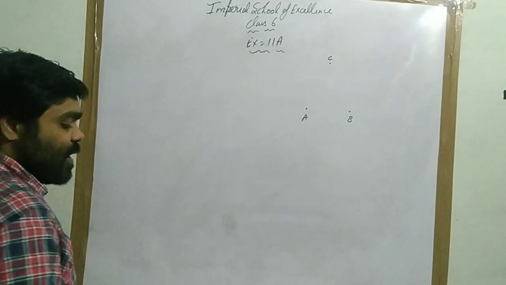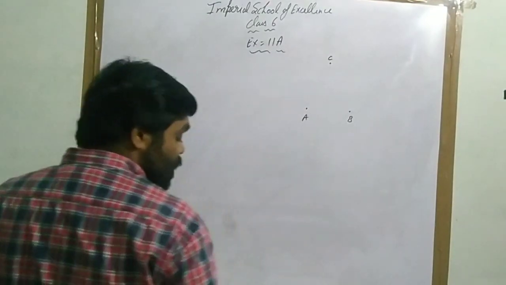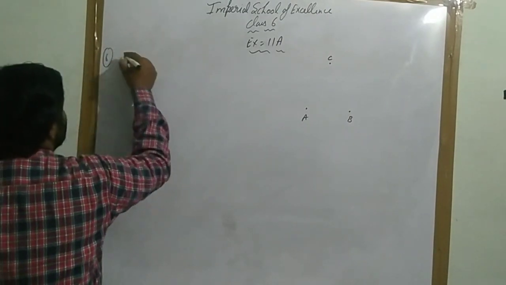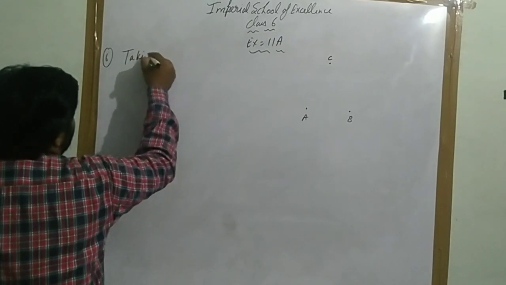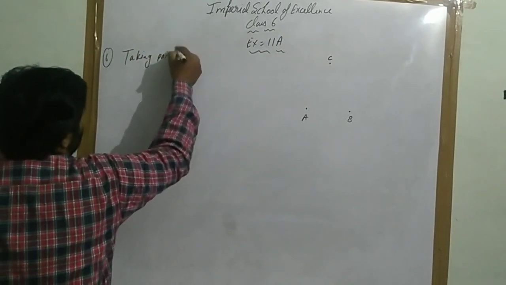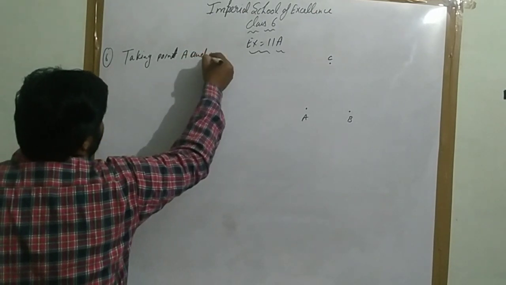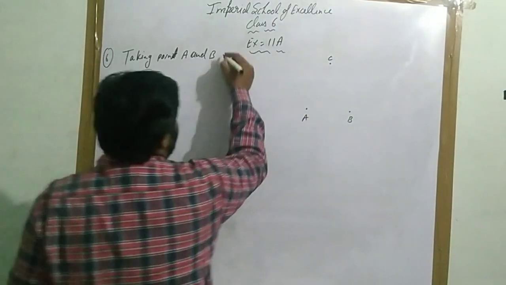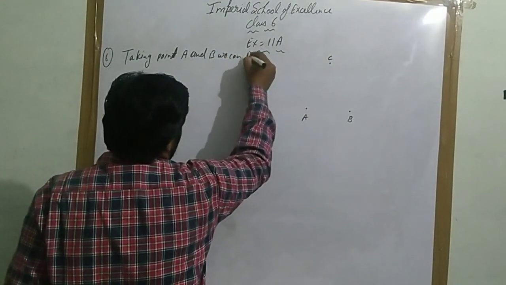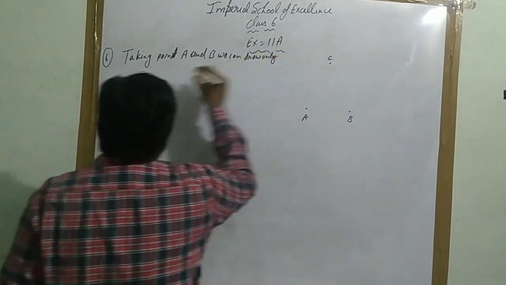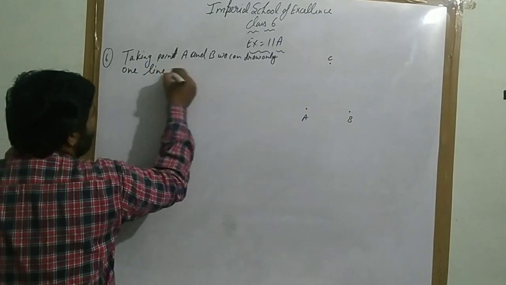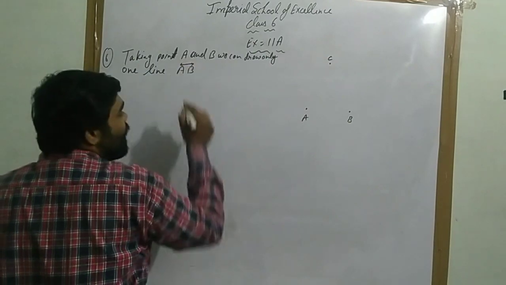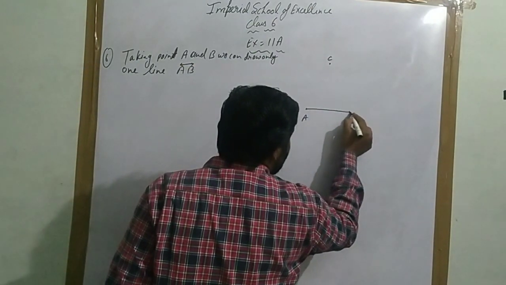Taking point A and B, we can draw only one line, that is AB. First line is AB. Which first line can we draw if we take points A and B? This one, A and B.